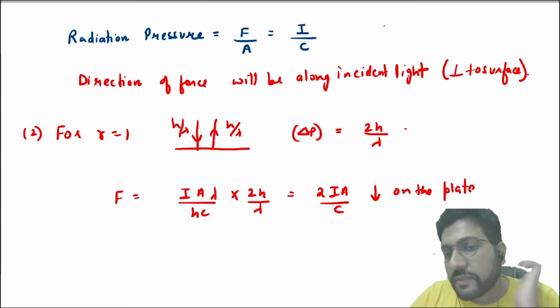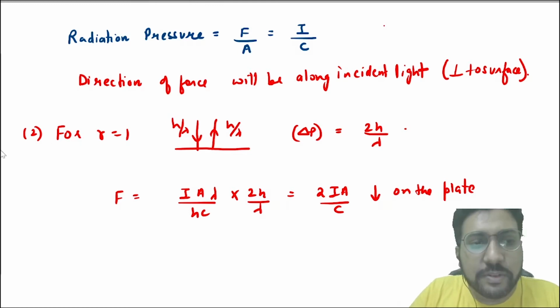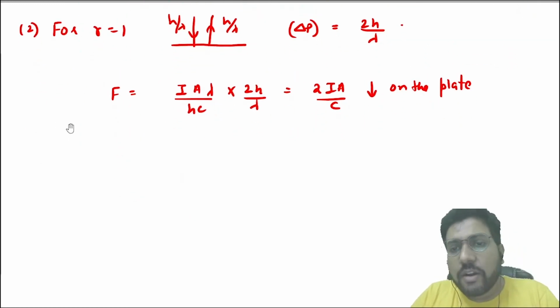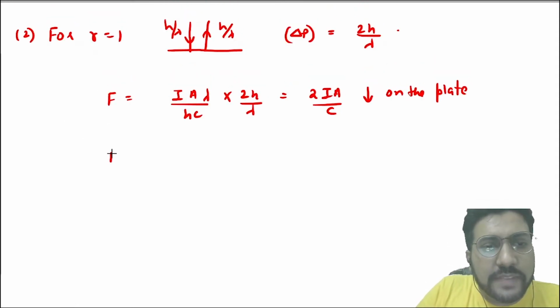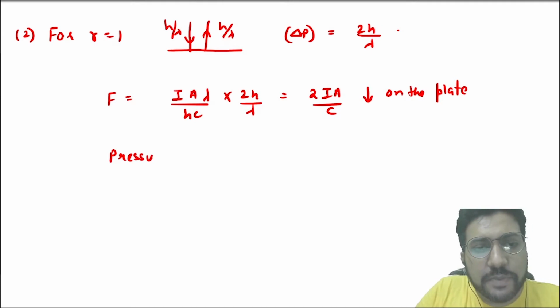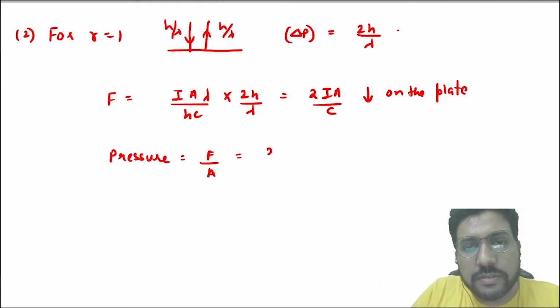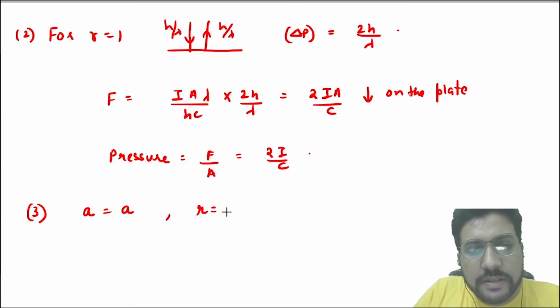Okay, upwards on the photons due to plate by Newton's third law, and downward on the plate due to photons. So the force on the photons will be upward and the force on the plate will be downwards, right? And if they ask you pressure, the radiation pressure is equal to force upon area, and that is equal to 2I by c.